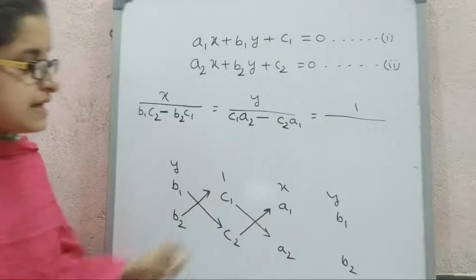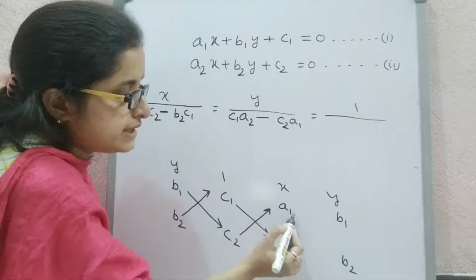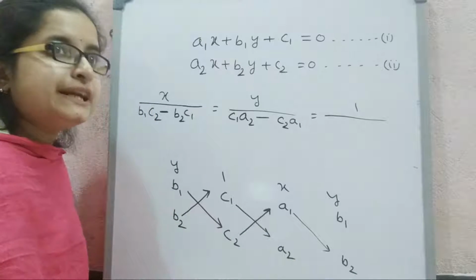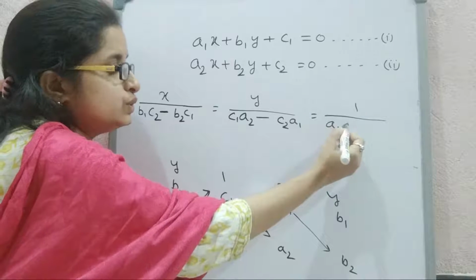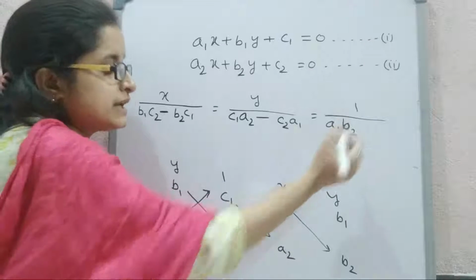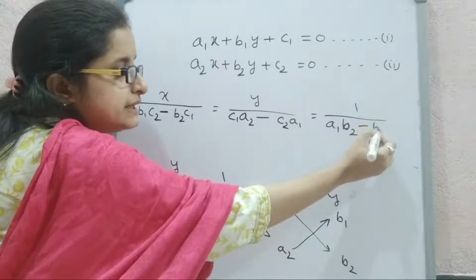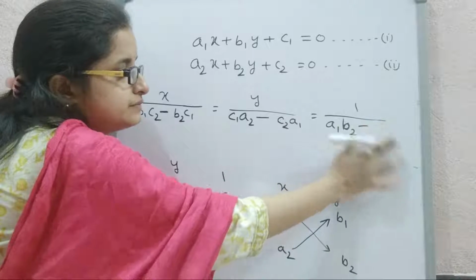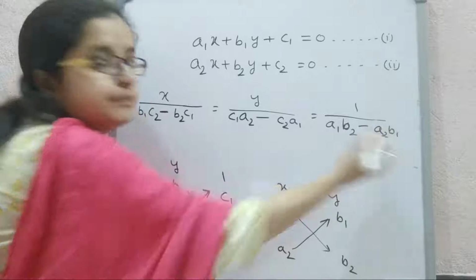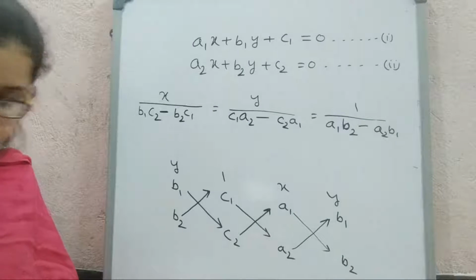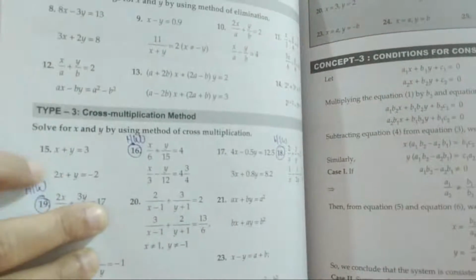After that, under 1 we have to write a1 into b2 and subtract a2 into b1. Understand my part? We have to solve these two equations with the cross multiplication method. Let's see how I can solve this problem.